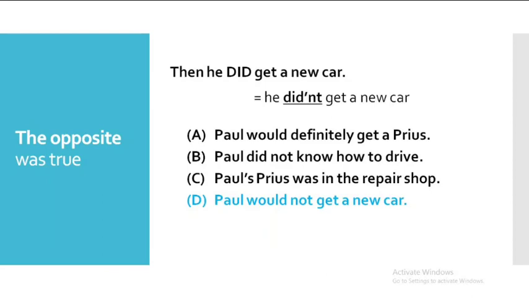The truth is the opposite. The man said he did get a new car, so the answer may be he didn't get a new car, because the man thought that Paul didn't get a new car. The closest answer from what we infer is D. Paul would not get a new car.